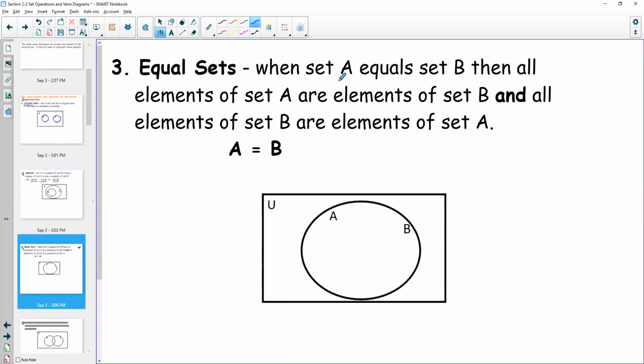Equal sets are when A and B are exactly the same. So all the elements of set A are elements of set B and vice versa. That means you only get one circle because they match, they completely overlap each other. Okay, so if set A was the items in my refrigerator and set B was the items in my refrigerator, whatever it is, the 2 sets match exactly. Maybe it's the number of pairs of shoes in my closet and the number of pairs of shoes in my daughter's closet.